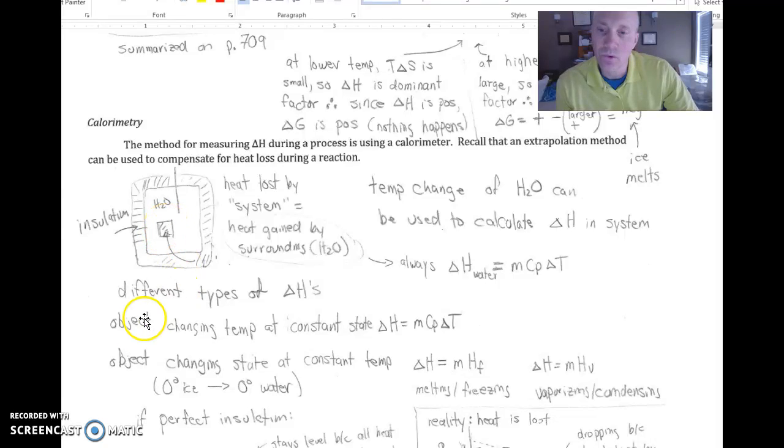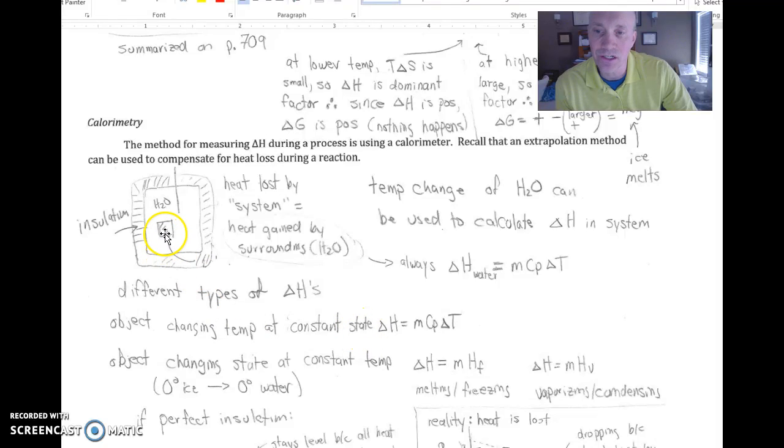One type of thing that could be happening would be a change of temperature at a constant state. An example of that would be, let's pretend that we put a hot block of metal inside that calorimeter. In the beginning, you've got cool liquid water that's going to become warmer liquid water. But with your system, you're going to have a hot block of solid metal becoming a cooler block of solid metal. So the state of matter doesn't change.